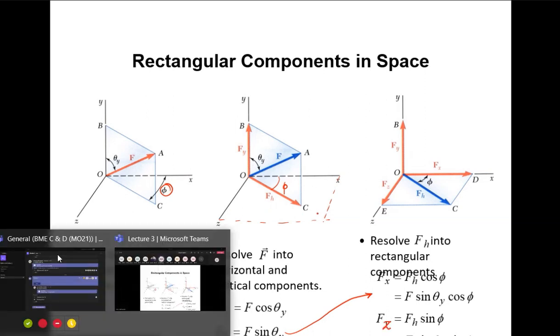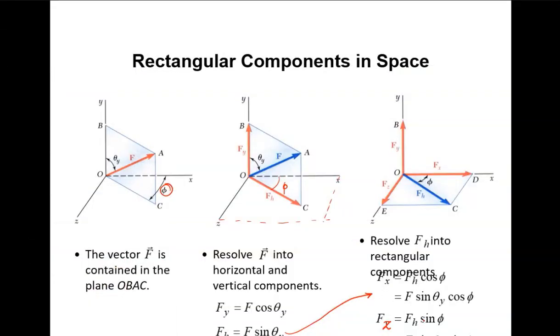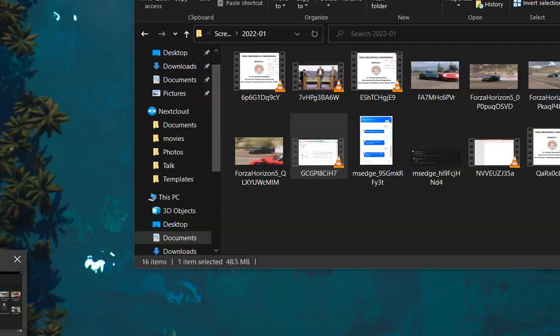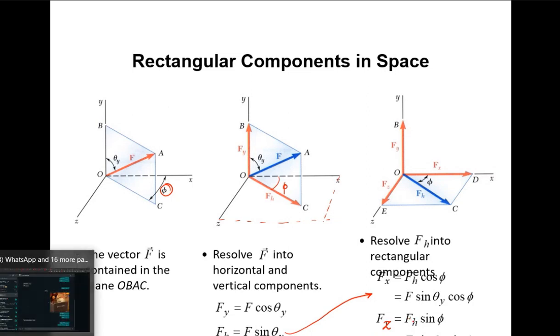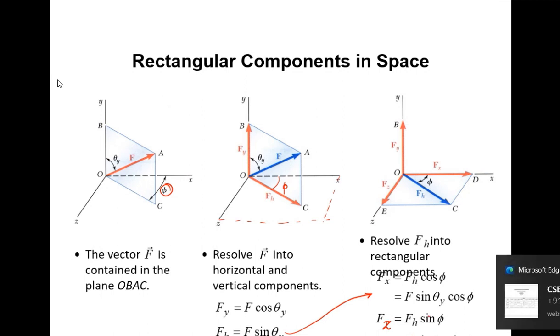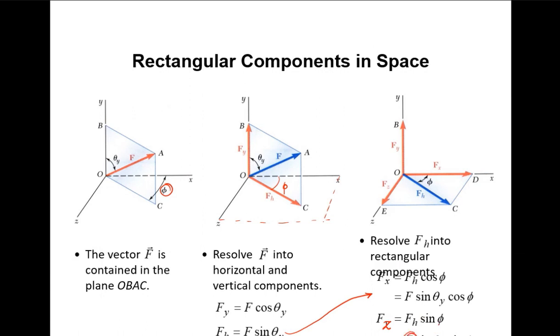Okay. Now this will be Fh sin phi, right? Now what is Fh sin phi? Fh is F sin theta y. So here again you have F sin theta y sin phi. So in terms of this force F, you have found out the rectangular components of Fh, right? So this is how you can find out different forces in different orientations, and you can solve different types of problems.